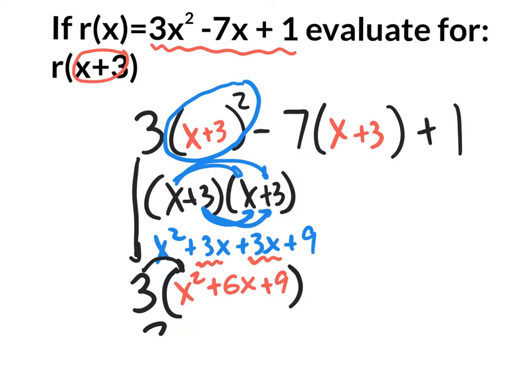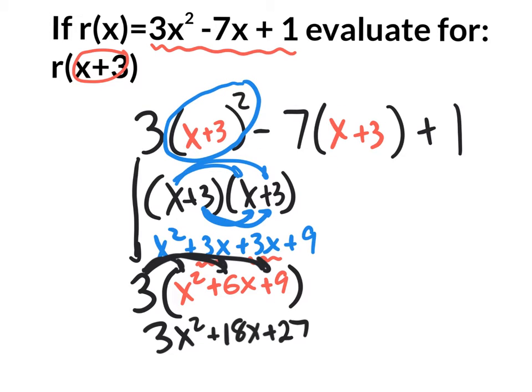3 times x squared, that's 3x squared. 3 times 6x, that's going to be a plus 18x. 3 times 9 is plus 27. And now, so far, I've just done the binomial squared and then distributed the 3 to each and every term. There's my answer to this first part.